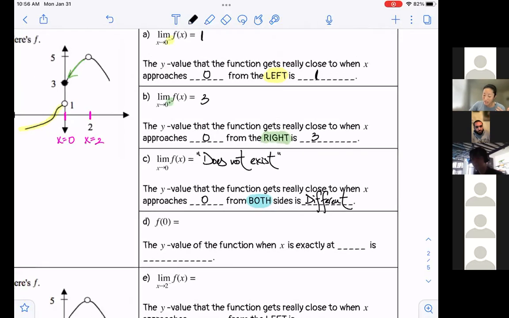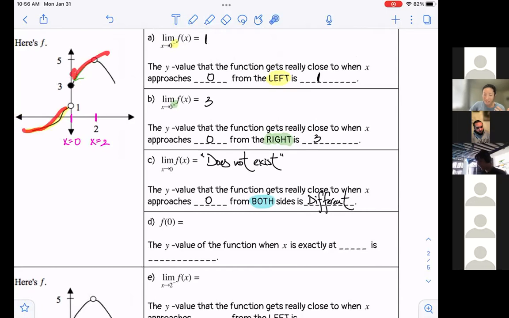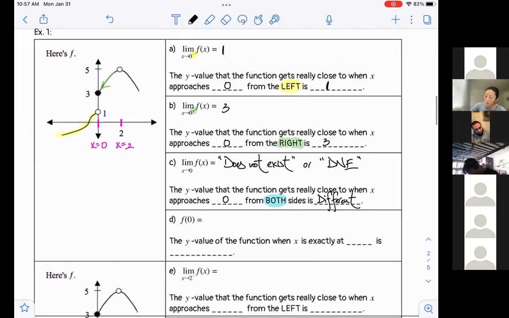All that means is that when you come from different sides, you're going to get to different values. So we can't say that there's one answer, okay? And so that's what it means when it says the limit does not exist. But because this happens when we look at weird graphs, sometimes we just abbreviate it as DNE, okay? DNE, does not exist. But the reason we write does not exist is because we get to different values, okay?